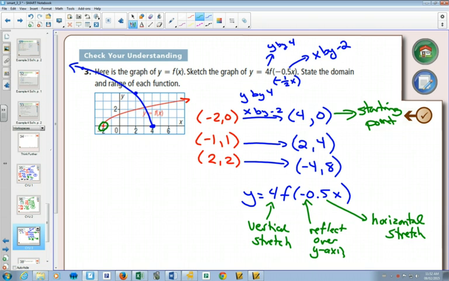Has it been stretched vertically? Yes. Our new graph looks like it's been stretched vertically. Has there been a flip over the y-axis? Yes, because our blue graph is now going in the opposite direction. And has there been a horizontal stretch as well? Yes. Our new graph has been changed, and we can see that. And so just describing what needs to happen also will help you see what the final graph should look like.